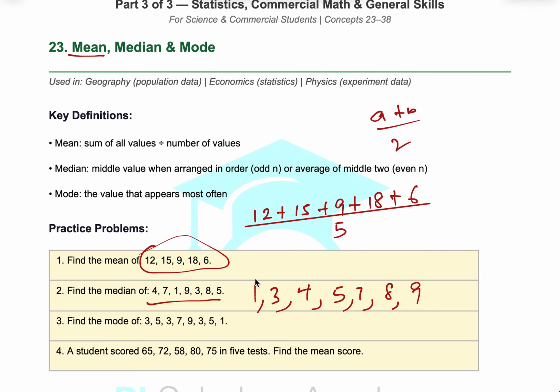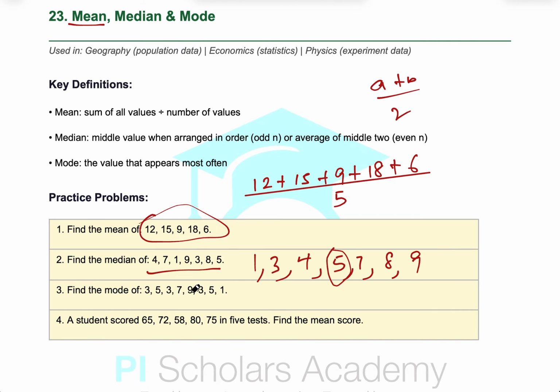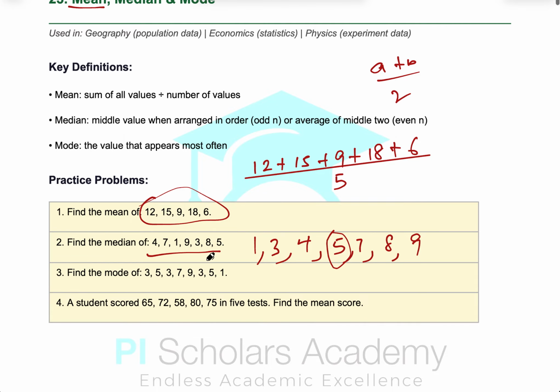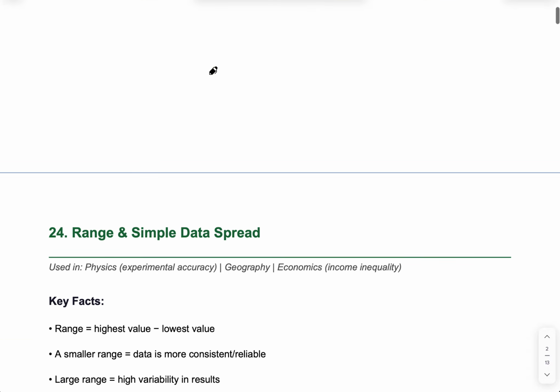So from there, you can easily get the midpoint. So this number right here is going to be in the middle. And the mode is the one that appears most in the whole thing. So that is how you find average of a number. So the most important thing here is how to find average. Let's move to the next topic.